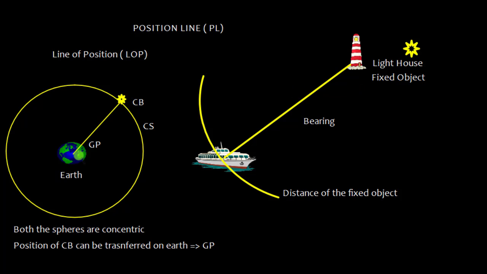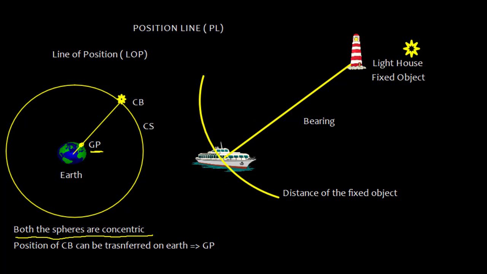We know it very well that the earth and the celestial sphere both are concentric. It simply means that the center of the earth and the center of the celestial sphere are the same. So as per the geometry, the position of the celestial body on the celestial sphere can be transferred on the surface of earth, and that is called GP, geographical position.